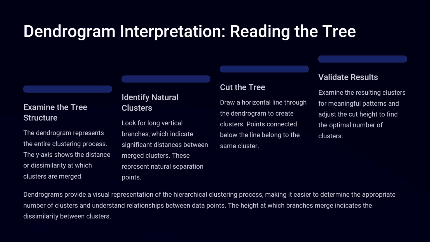Cut the tree: draw a horizontal line through the dendrogram to create clusters. Points connected below the line belong to the same cluster. Validate results: examine the resulting clusters for meaningful patterns and adjust the cut height to find the optimal number of clusters. Dendrograms provide a visual representation of the hierarchical clustering process, making it easier to determine the appropriate number of clusters and understand relationships between data points. The height at which branches merge indicates the dissimilarity between clusters.